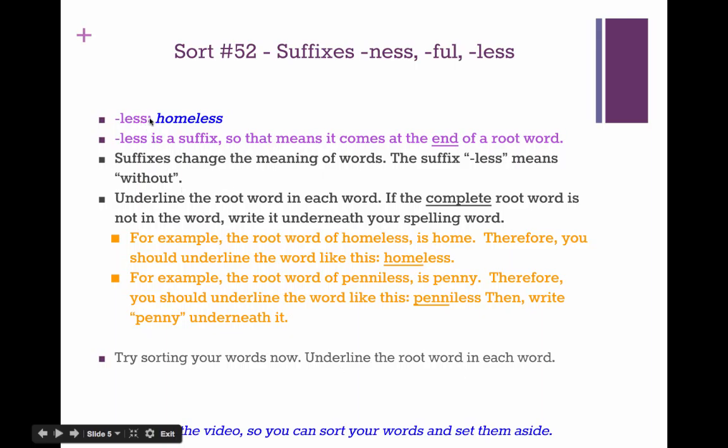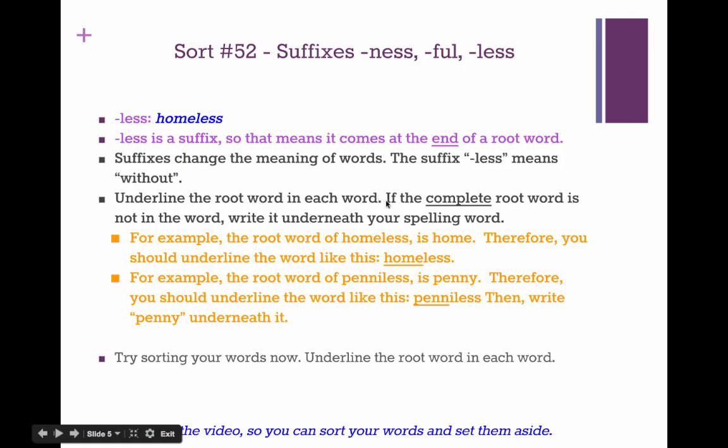Alright, next we have less, such as the word homeless. Less is a suffix, so that means it comes at the end of a root word. Suffixes change the meaning of words. The suffix less means without. So if you're homeless, that means you're without a home.